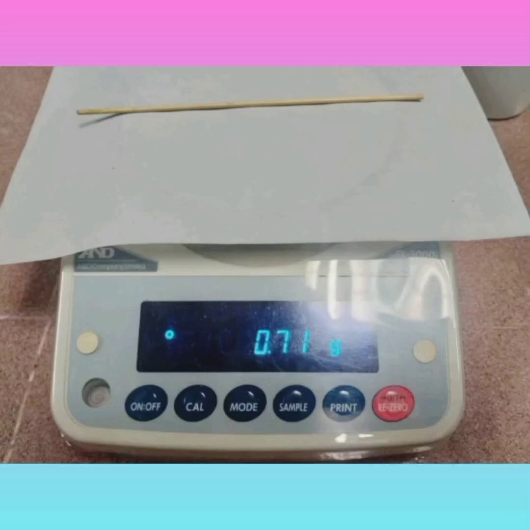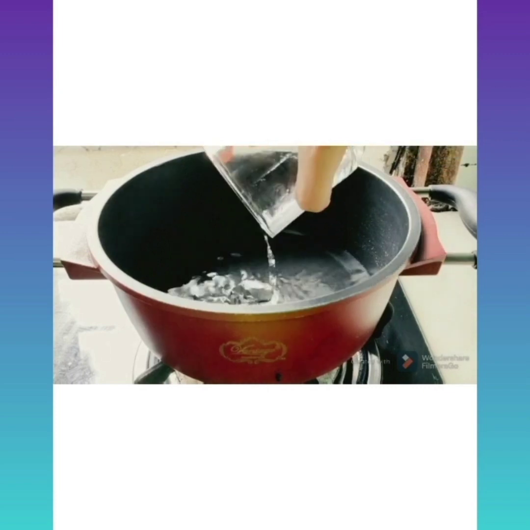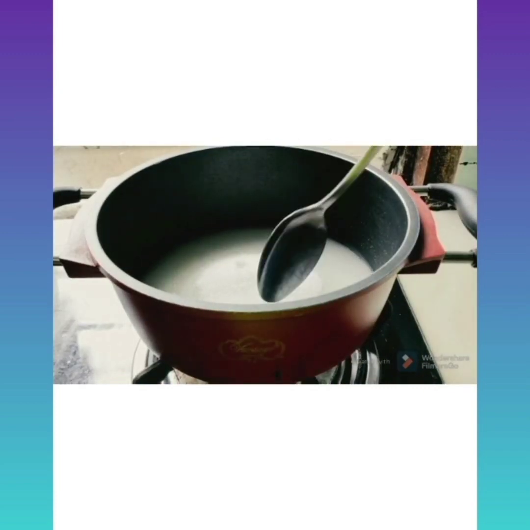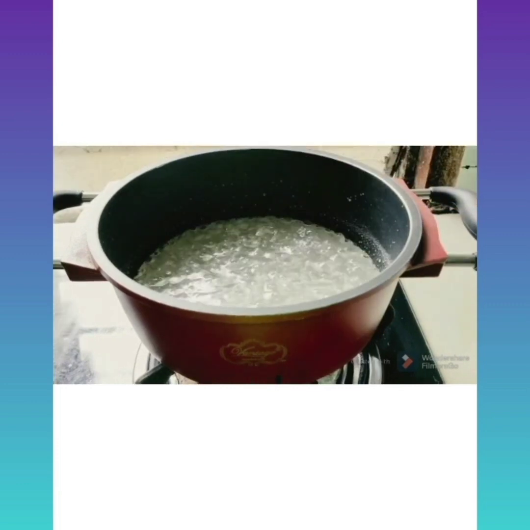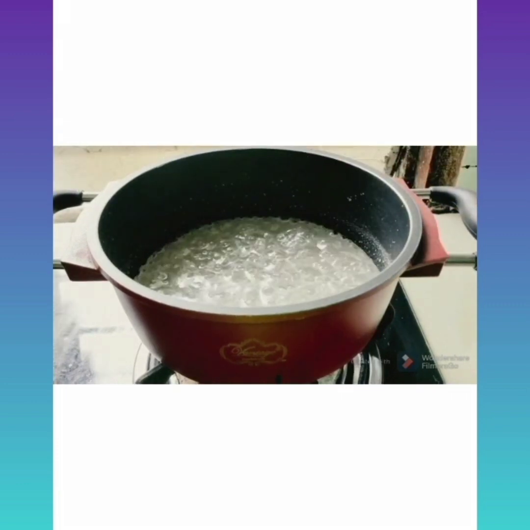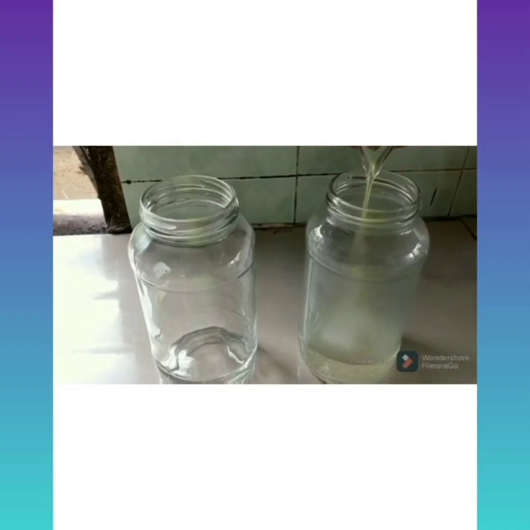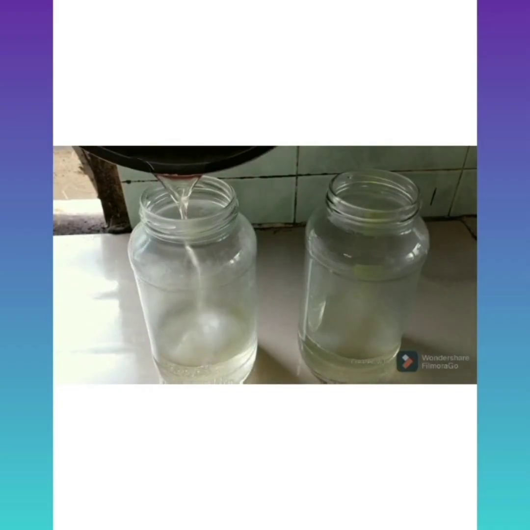For the first part of the experiment, two skewers are weighed and labeled to distinguish one from the other. 1 part water is boiled in a pan, and then 3 parts sugar is added. The mixture is stirred until the sugar is completely dissolved. You should be able to see the bottom of the pan. Then, the solution is poured into 2 different jars.